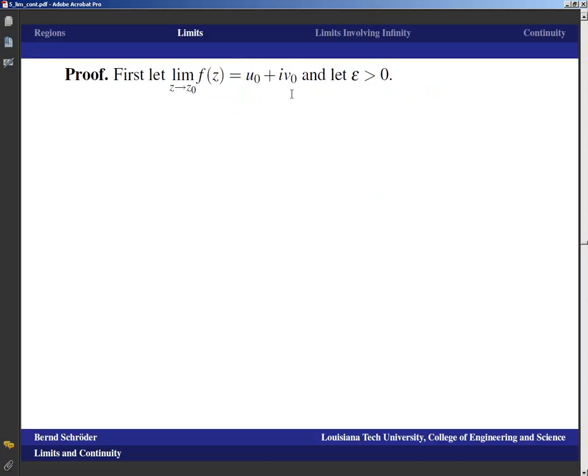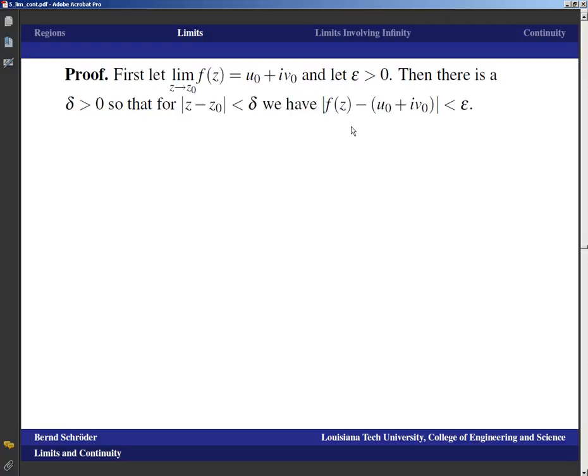f of z is u0 plus iv0, and we let epsilon be greater than 0. Well, then there is a delta greater than 0, so that for |z minus z0| smaller than delta, we have that |f of z minus the limit u0 plus iv0| is smaller than epsilon. That's just straight from the definition of the limit.